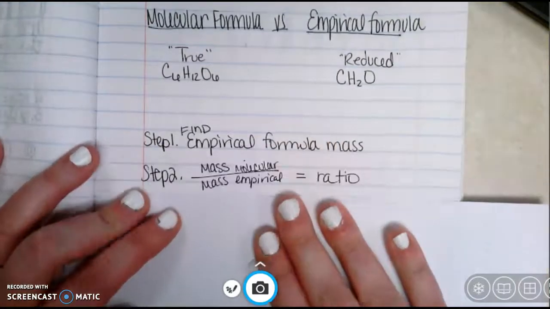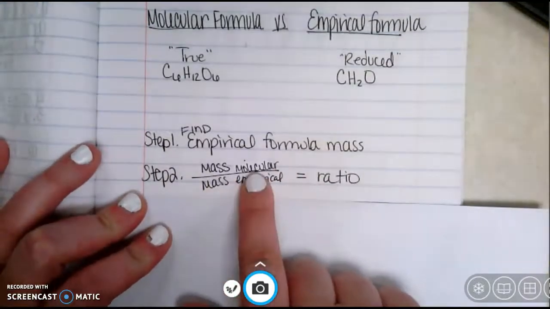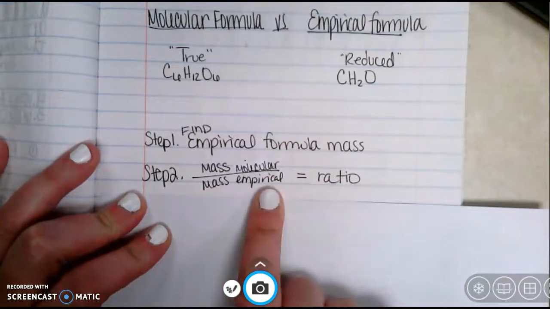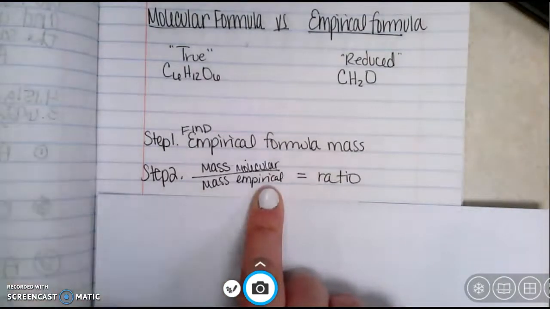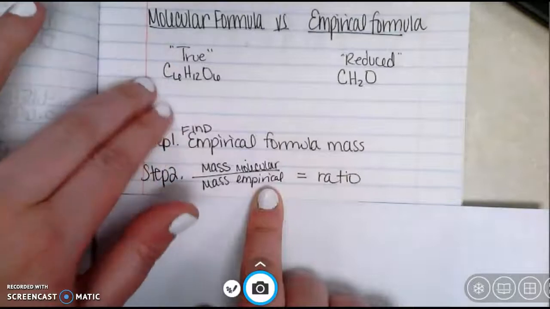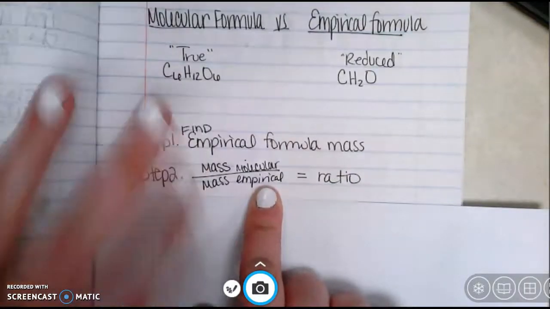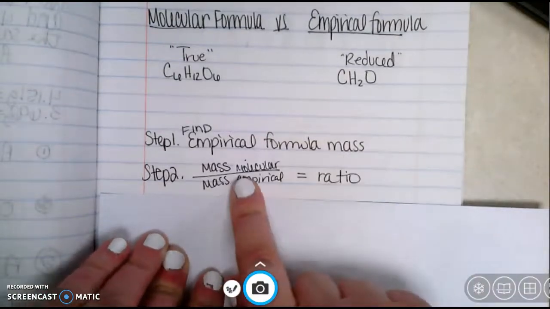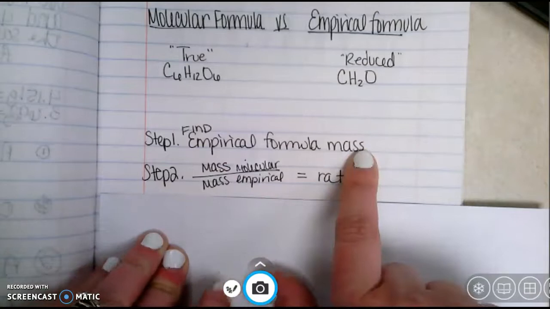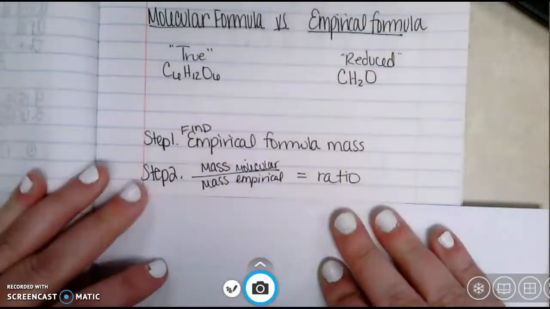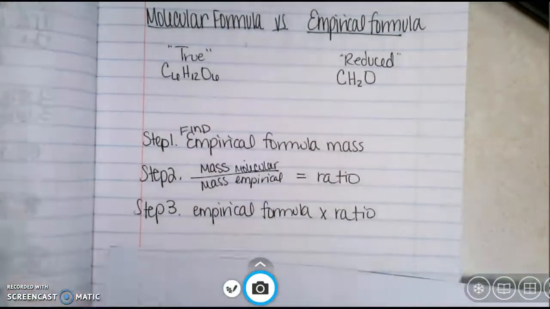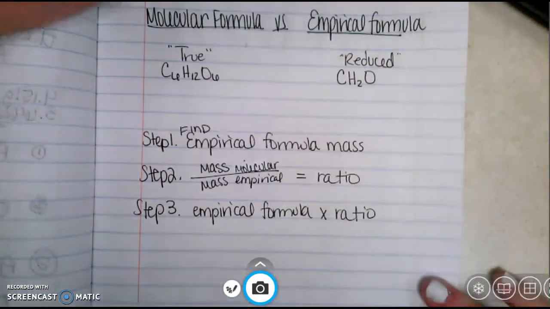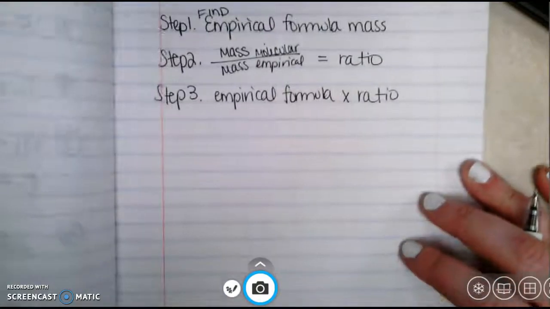okay? Then we are going to take the mass of the molecular formula and divide that by the mass of the empirical formula. So in this case, all of these worksheets give you the mass of your true molecular formula, okay? So we'll take that mass and divide it by the empirical mass we just found. And that will give us our ratio. So then you will take that ratio and you will multiply your empirical formula by that ratio to get your molecular formula. So let me give you some examples as to what this looks like.